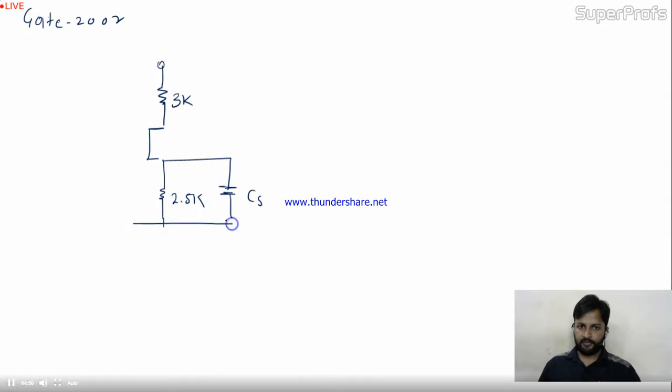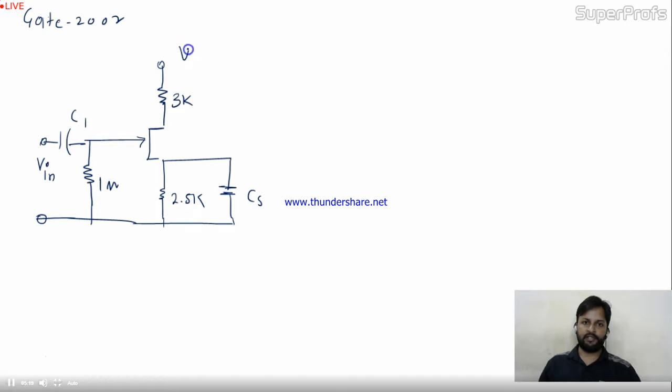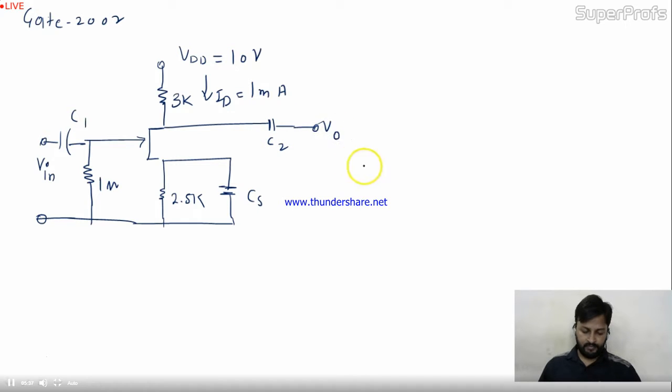So definitely it will be common source. Why common source? I think you know very well now. The value of this is given 1 mega. See, this is the input resistance, in the range of mega. C1. Over here Vin you applied, and this is VDD, and VDD is given over here 10 volt. ID is also given over here 1 milliampere. Okay, and I'm taking output. This is C2, and here is the output V0. Everything is clear.